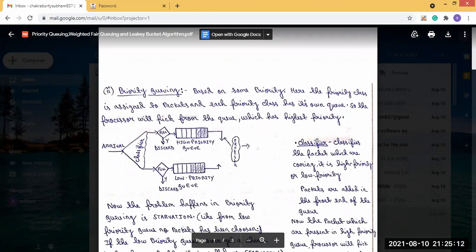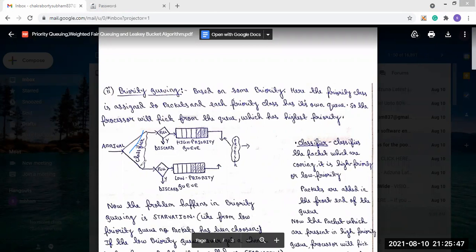So the diagram is almost the same. Let's say the packet is first arrived. After arrival of the packet, there is a portion that is the classifier. You see, there is a portion that is the classifier. The classifier will do what? It classifies the packets which are coming according to high priority or low priority.